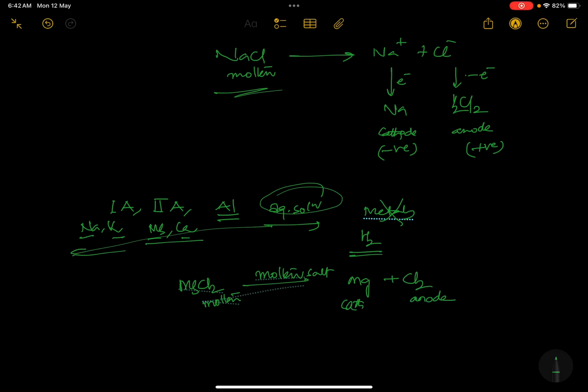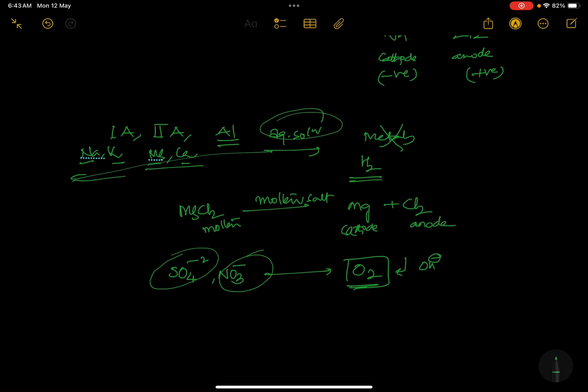Second point is sulfate ions and nitrate ions. These also always give O2. They don't give sulfur dioxide or nitrogen dioxide. They always give O2. That means O2 is actually coming from OH-. Whether SO4 2- or NO3- are in aqueous or molten solutions, whatever it is, they will always release O2. Generally O2 comes from OH- if you are using an aqueous solution. Even if you are using molten, only O2 comes, not SO2 or NO2. Such compounds we don't write; we always write O2.